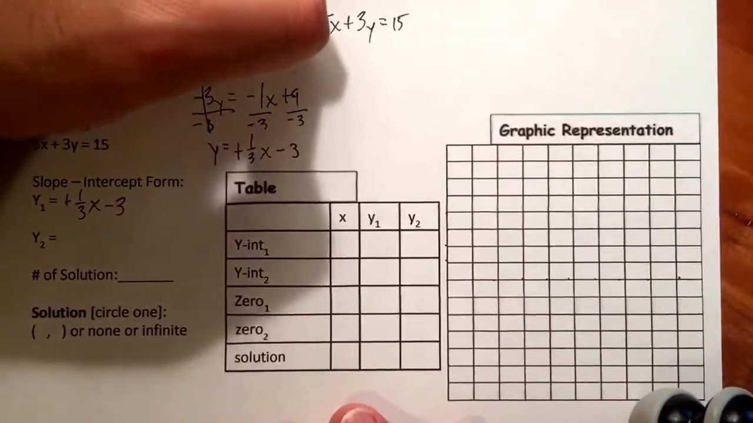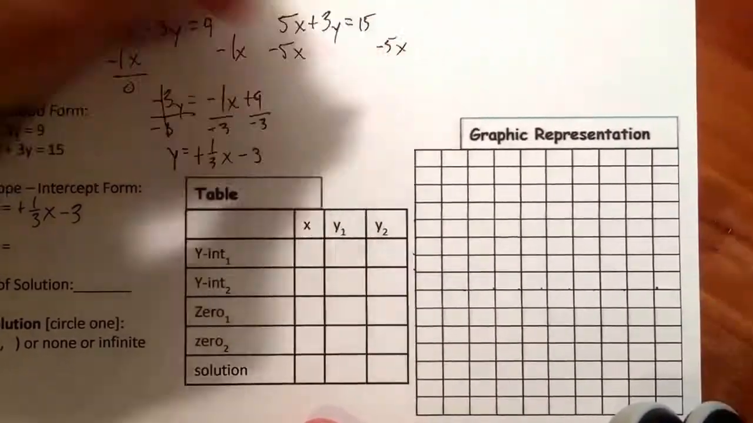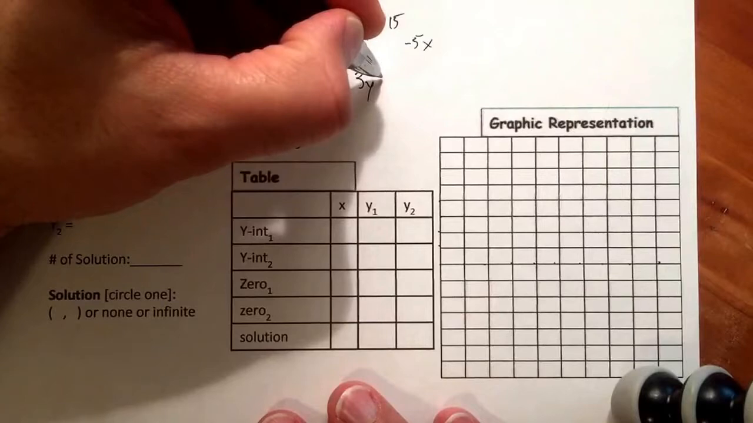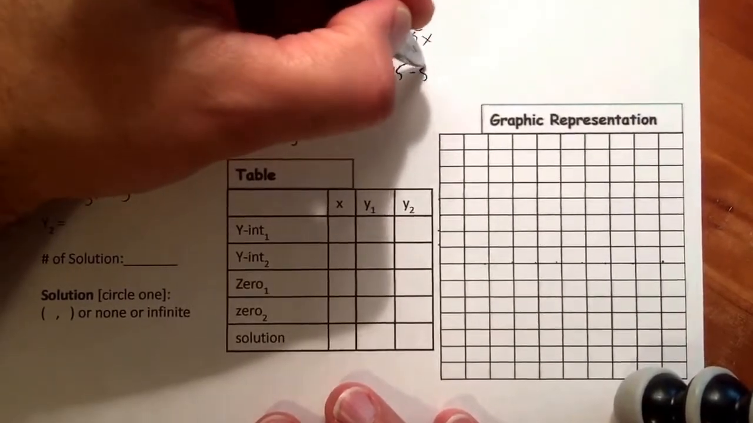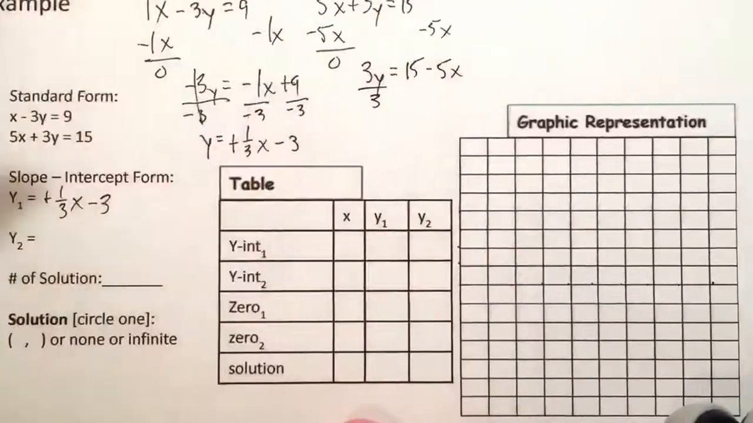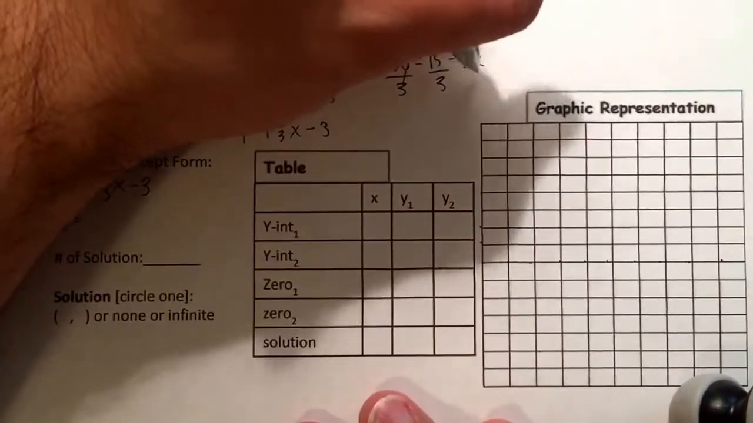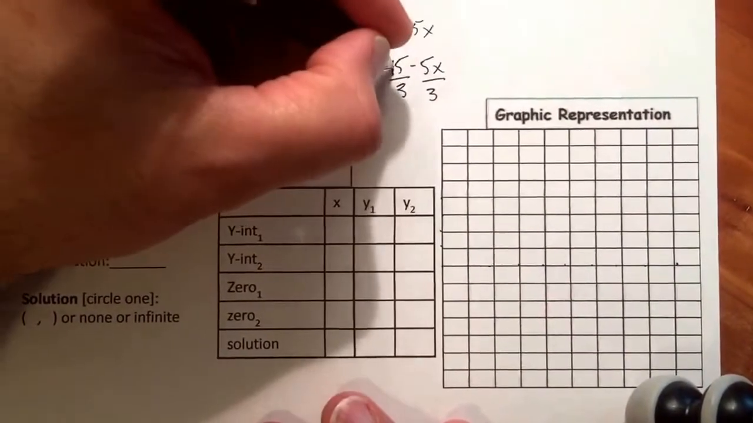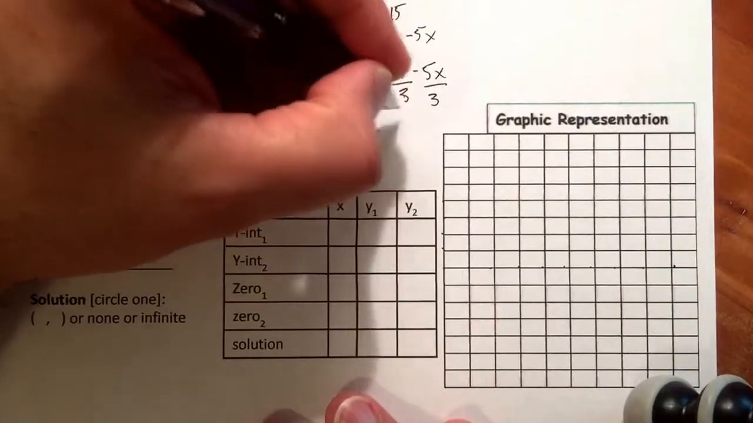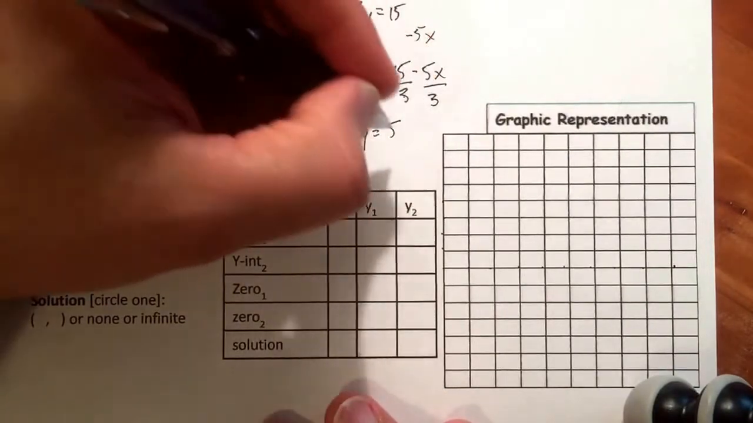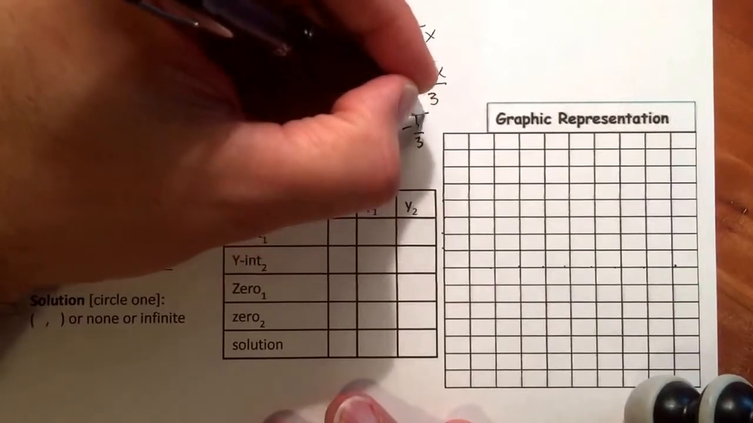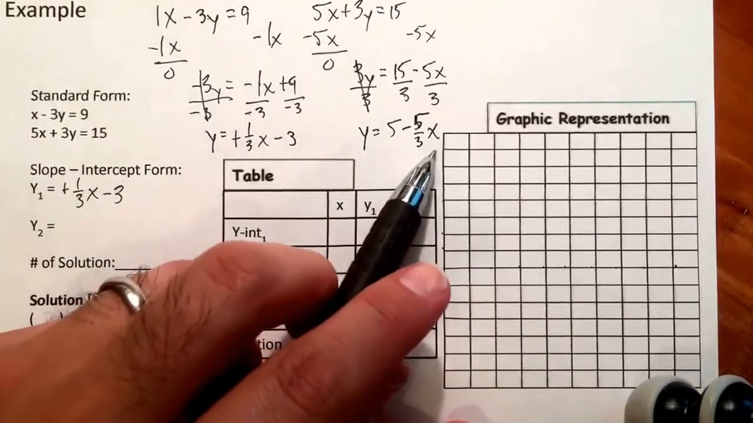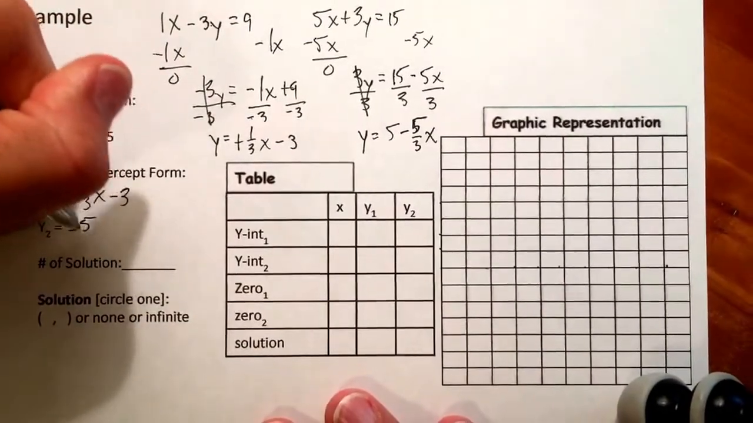The second equation, subtract 5x from both sides. In order to get 0, we need to bring everything down. 3y equals 15 minus 5x. We want to divide by 3. Divide by 3, divide by 3. That cancels. Now I have 1y equals 15 divided by 3 is 5. A negative and a positive is negative 5/3 x. So I'm going to rewrite the equation here, and I'm going to put it in mx plus b form. So I'm going to rewrite the order.